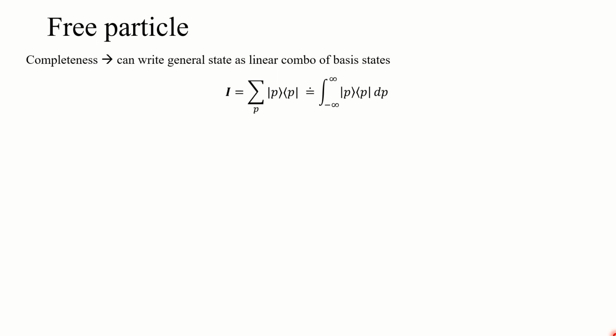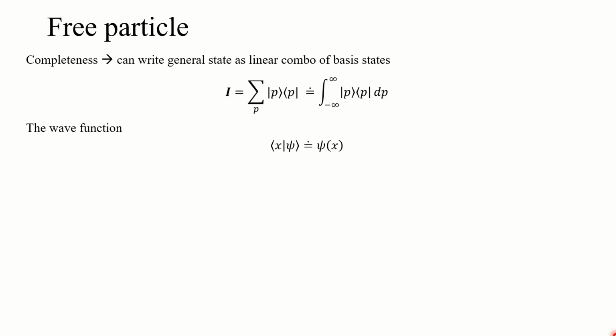But since we have a continuous set of eigenstates, we can't really write this in matrix notation because it's an uncountable, non-enumerable set of eigenstates. But we can change that sum to an integral from negative infinity to infinity over all those momentum eigenstates and use that.